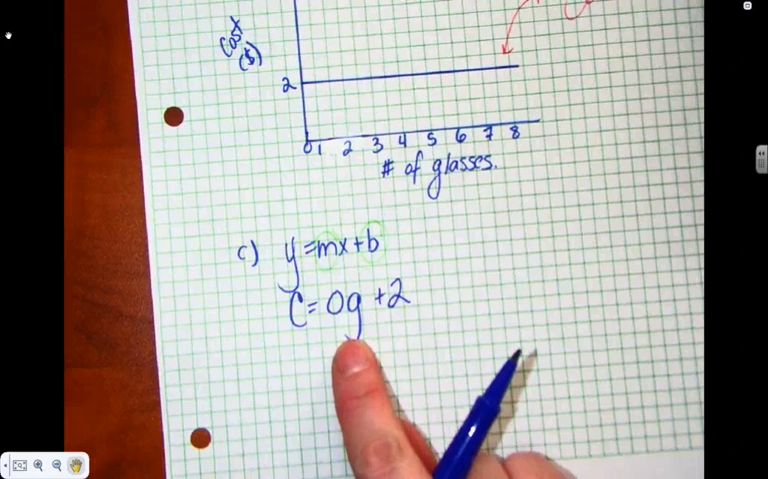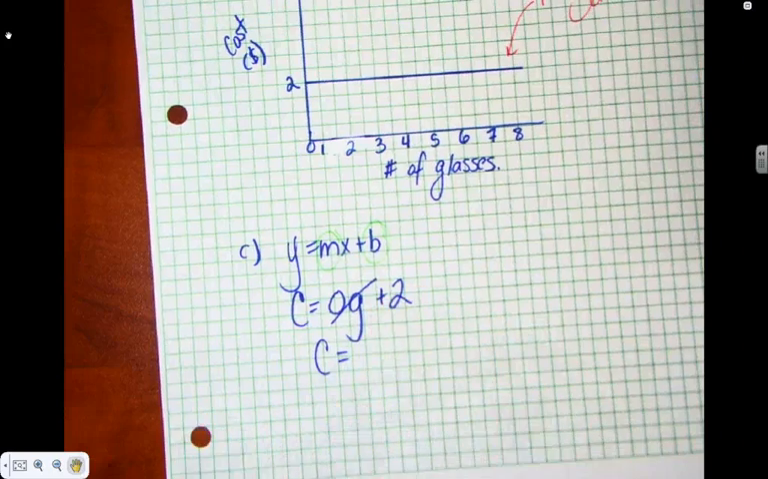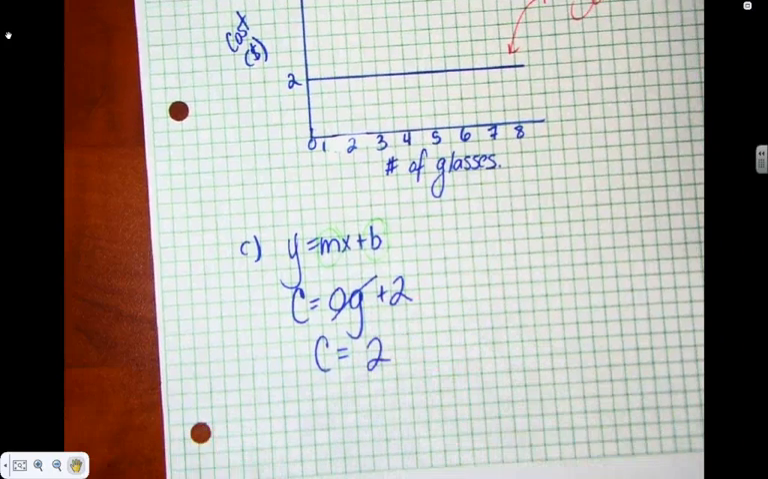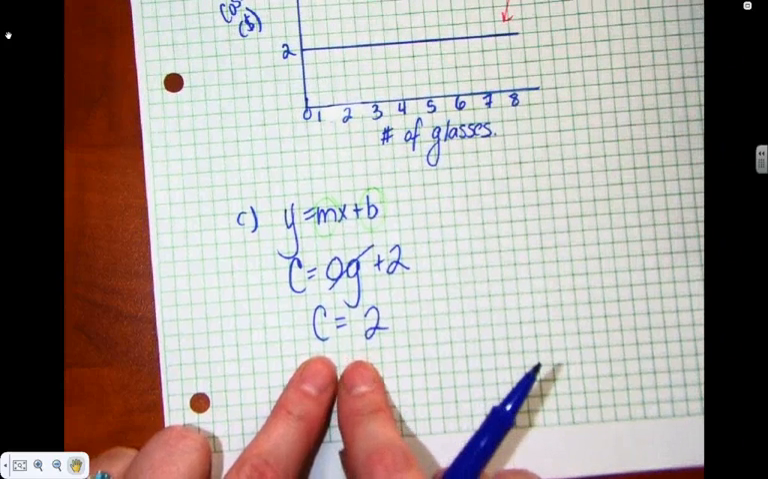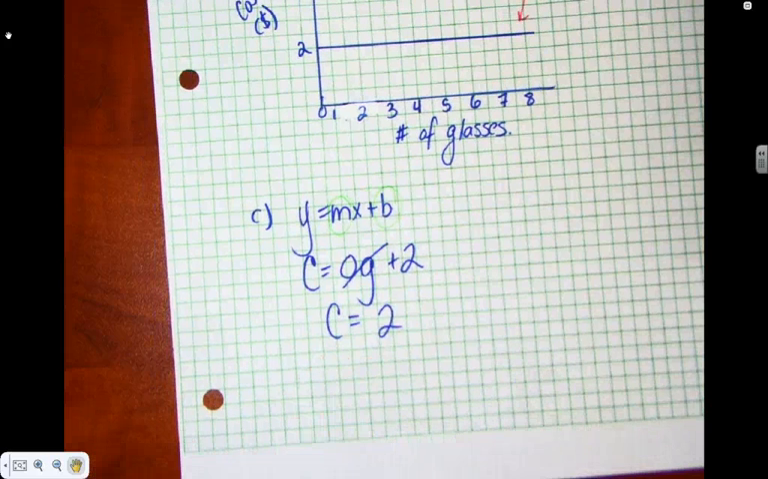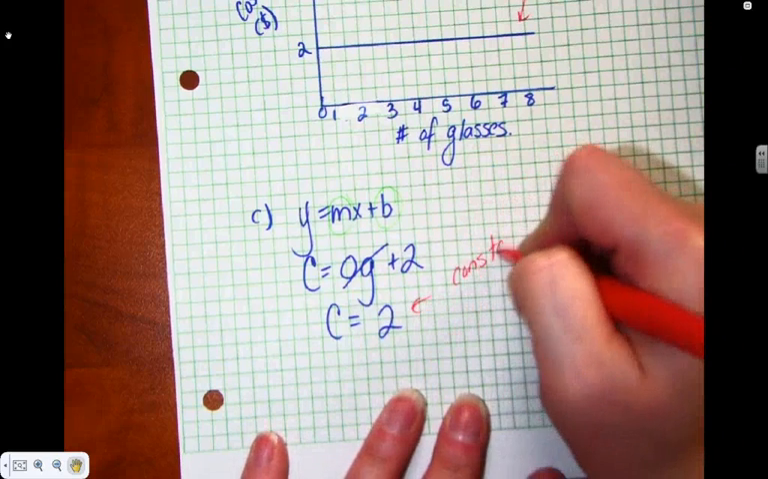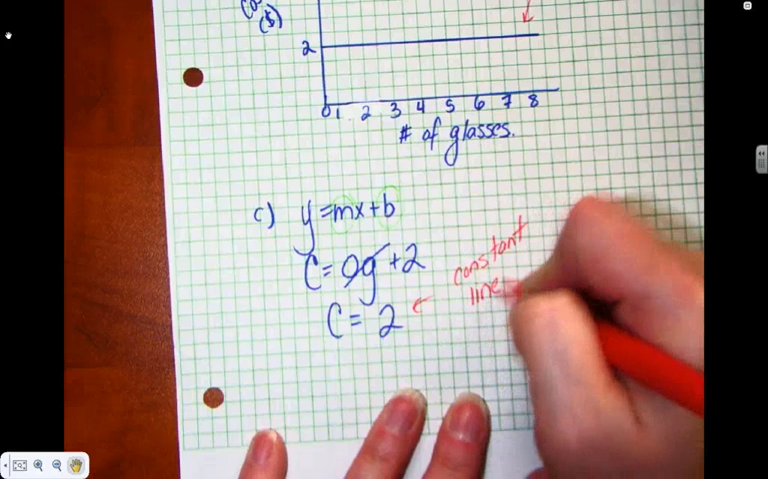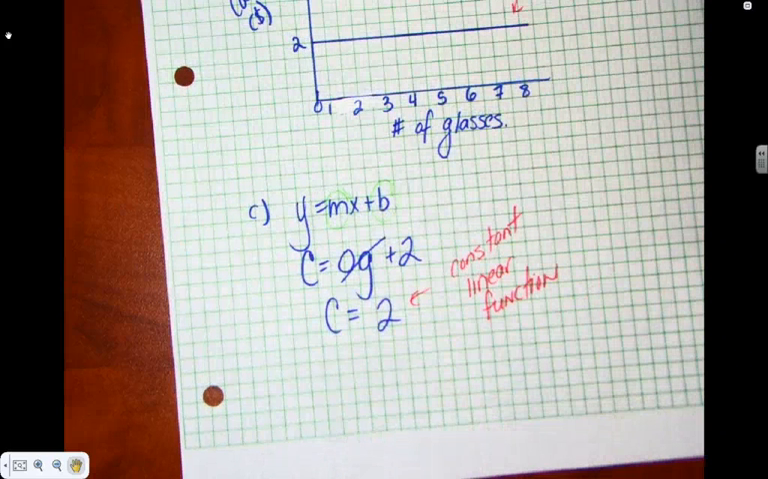Well, what's anything times 0? So do I need to even write that? No. Equation is c equals 2. Which, think about it, the cost is 2 no matter what. You could have 1,000 glasses, assuming you could drink that much. And how much sugar packages would that be? How much would it cost? $2. Just to note, this is called a constant linear function. What does constant mean? Doesn't change. That's why it's called a constant, because it's $2. Whatever you drink, it's $2.